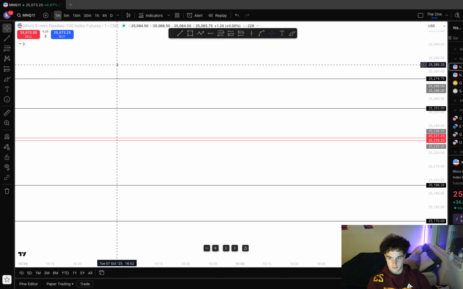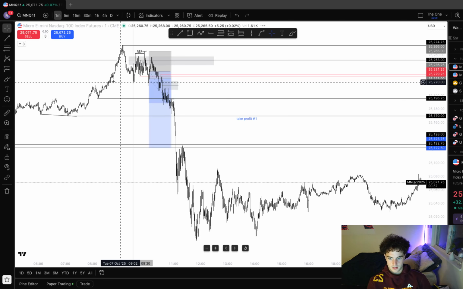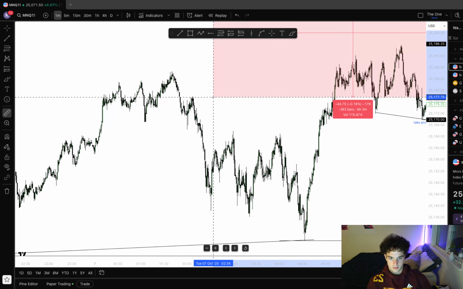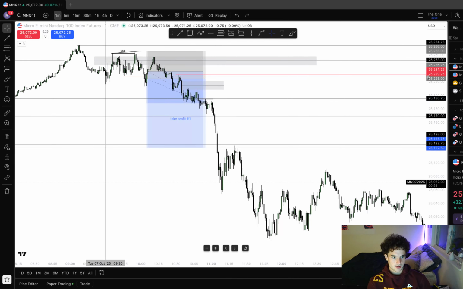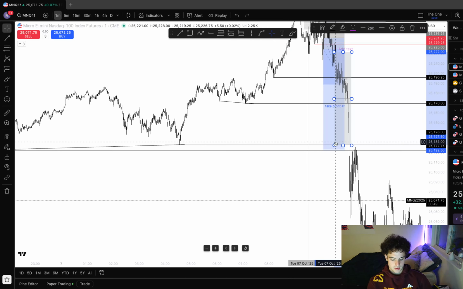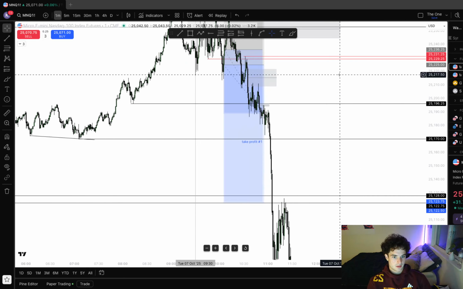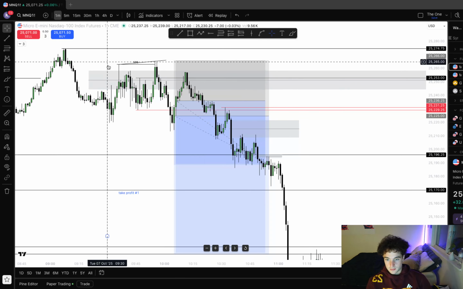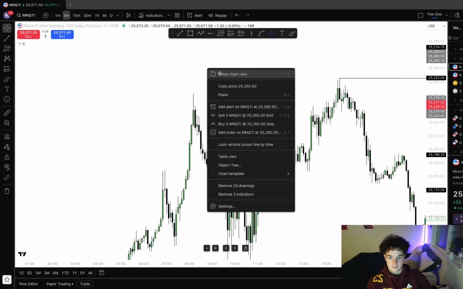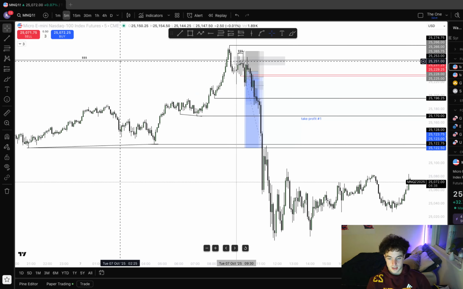You can see it better on the 1-minute. Yeah, so price started to accumulate pretty good on the 1-minute. And so I was very patient at the start. I wanted to see a 5-minute break of structure since this was a higher time frame sweep.